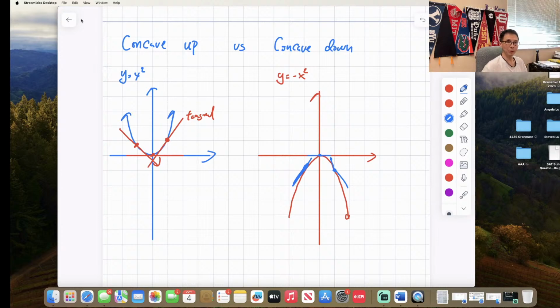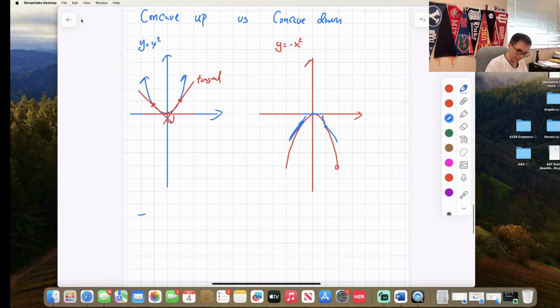So I'll show you here in terms of this. Now, if you're changing from concave up to concave down, or concave down to concave up, that's called an inflection point. Don't worry, we're going to make sure you all understand this. An inflection point is the changing of a concavity.